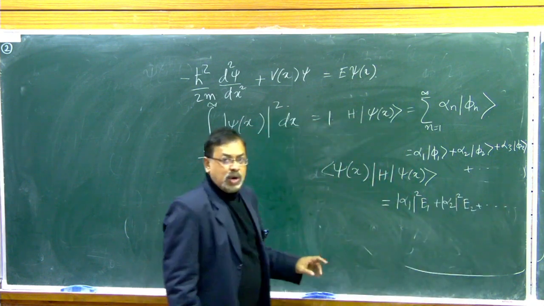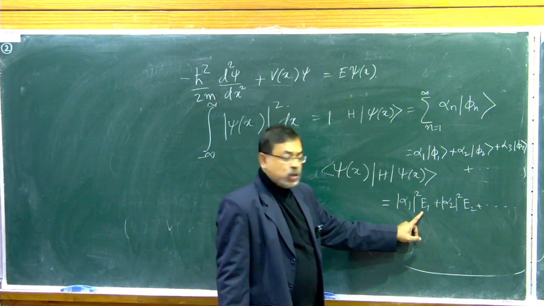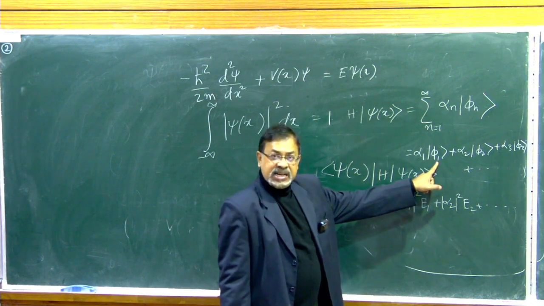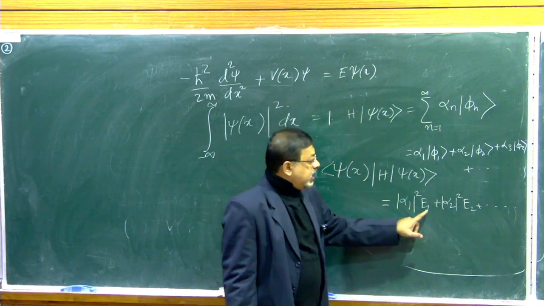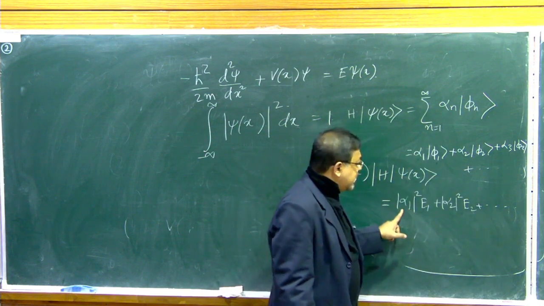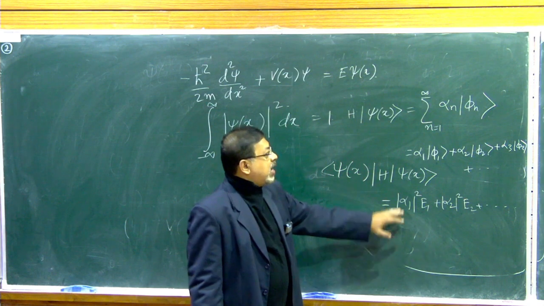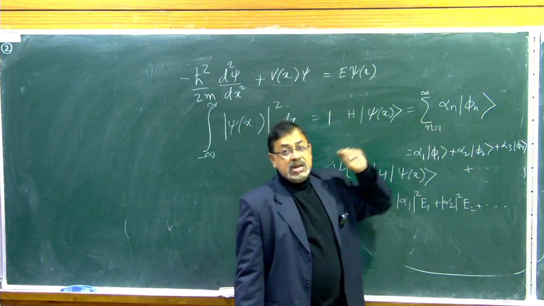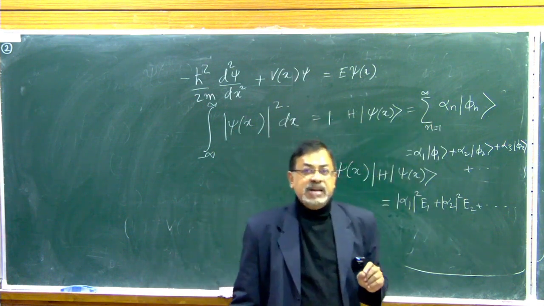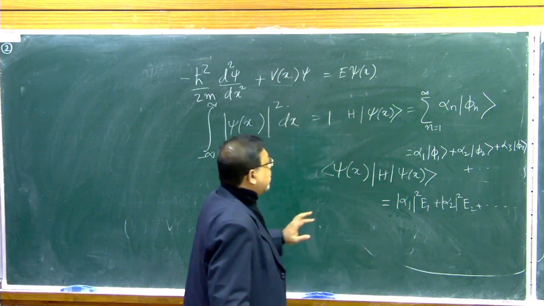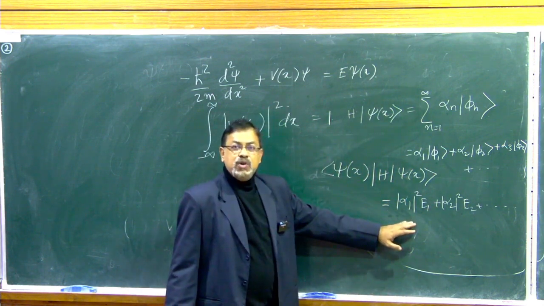So you'll get an energy E1 corresponding to this basis ket phi 1, E2 with phi 2, but with these probabilities. The probabilities are given by the mod square of these coefficients, which in general are complex as well. So the mod square gives you a real number.